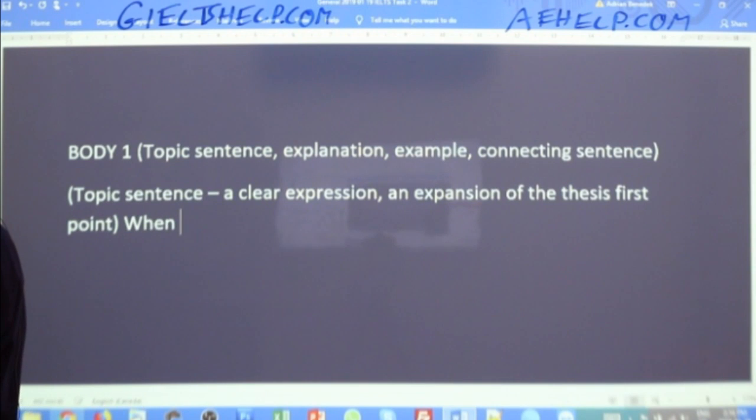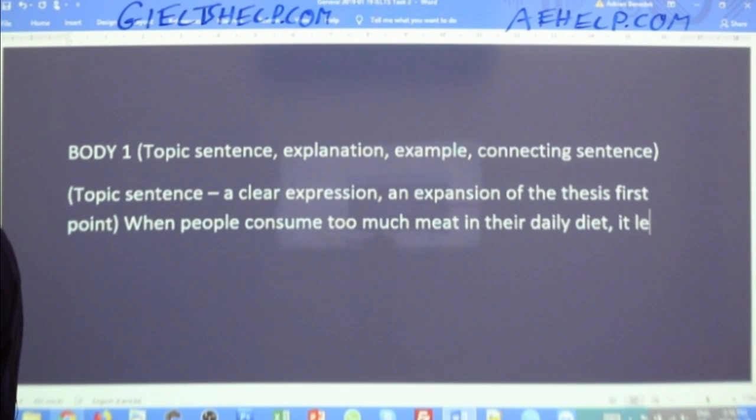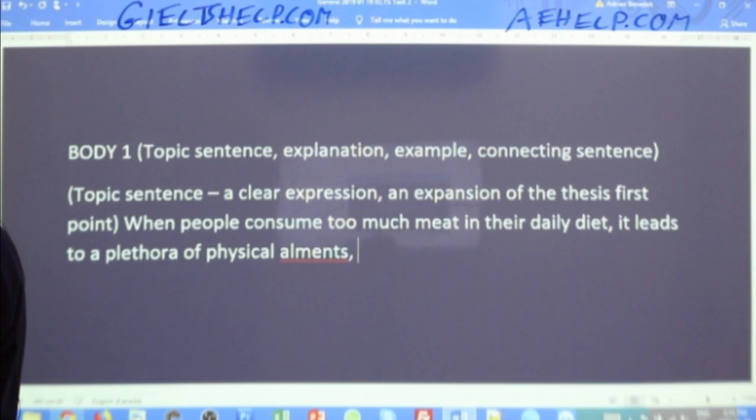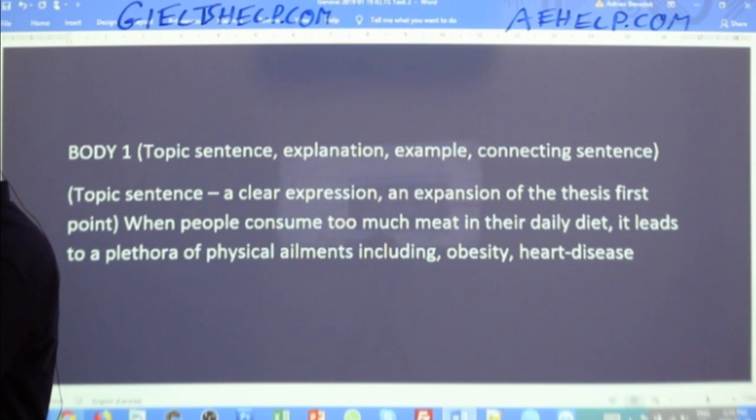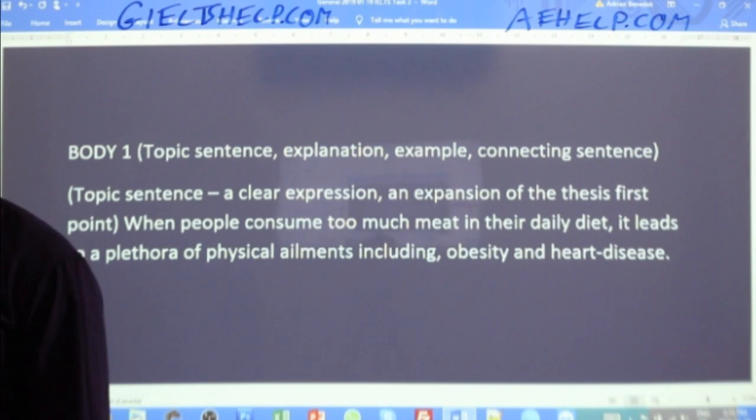Okay, here we go. When individuals or when people consume too much meat in their daily diet, it leads to a plethora of physical ailments including obesity, cholesterol or heart disease, and what else? Do we have a third one, or should we just keep it at 2? Obesity and heart disease. Okay, if you can't think of a third one, don't force it. Nothing pops to mind for me right now. I'll just do that. And heart disease, okay? So that's my topic sentence.